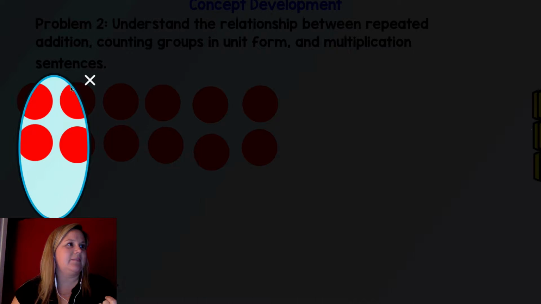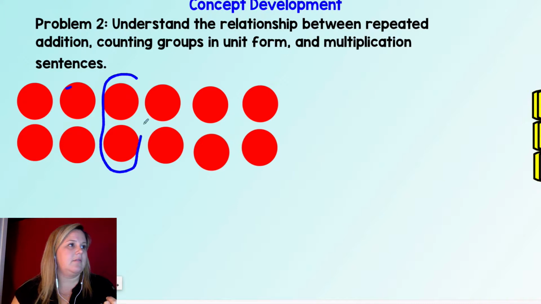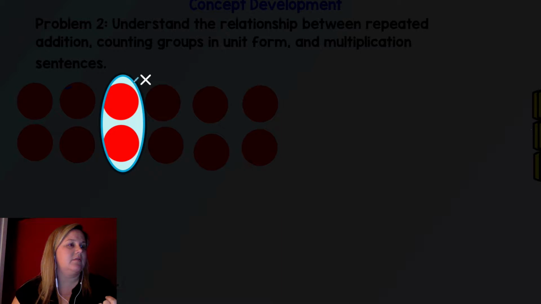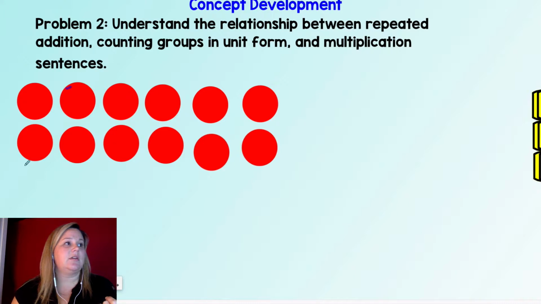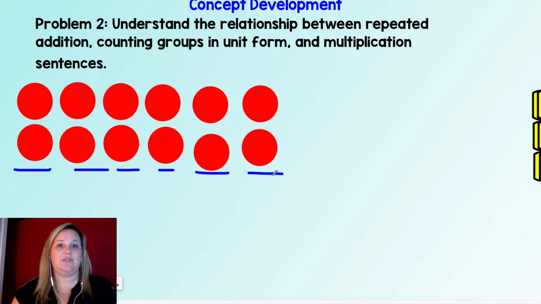Hang on, friends, sorry. There's my 3 groups. And then so on until we get 1 group, 2 groups, 3 groups, 4 groups, 5 groups, 6 groups. So did you make 6 equal groups of 2 like I did? I hope so. If you did, great job, friends.